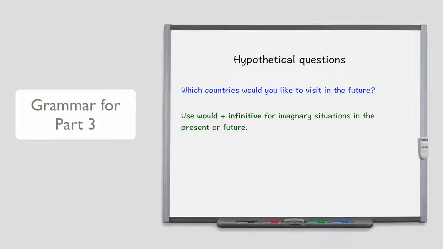If you want to talk about an imaginary situation with if, use a second conditional structure. We form the second conditional in the following way. If plus past simple, would plus infinitive. If I had the opportunity, I think I would visit Japan.